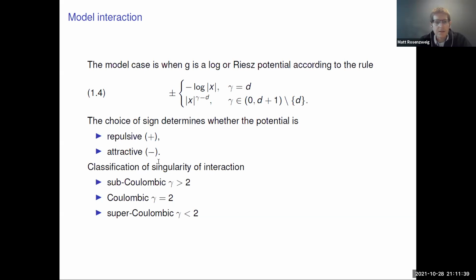And it's also somewhat useful to classify the singularity of the interaction relative to the Coulomb potential. So we'll say, for instance, that it's subcoulombic if gamma is above 2, it's coulombic if gamma is equal to 2, and it's supercoulombic if gamma is less than 2. This is kind of the opposite of the terminology that's normally used, or it may seem the opposite. And this is because I'm working directly in Fourier space as opposed to in physical space.